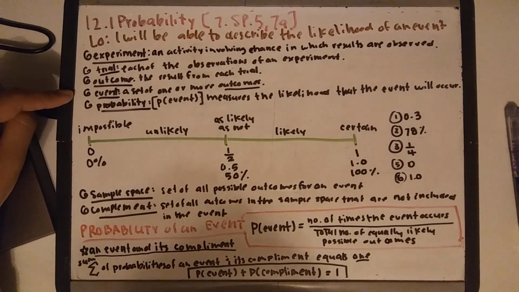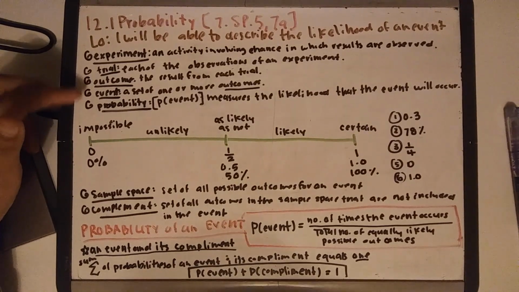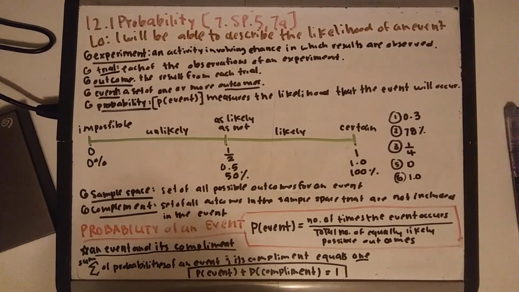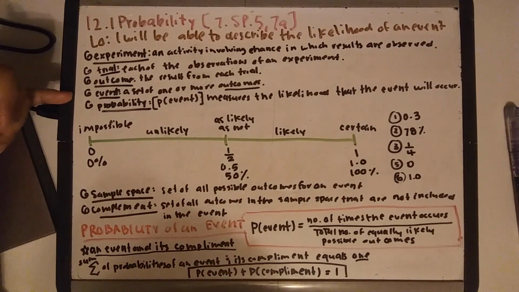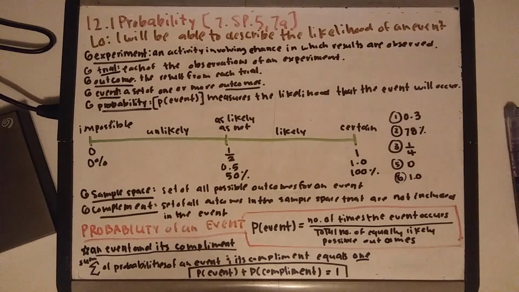An event is a set of 1 or more outcomes. So again, what you're shooting for. For instance, if you want to see how many times out of 10 trials when you roll a dice you're gonna get 2, the 2 is the outcome that you're looking for, so that will be your event. And then probability, represented like this, measures the likelihood that that event, for instance getting a 2 when you roll the dice, is going to happen.